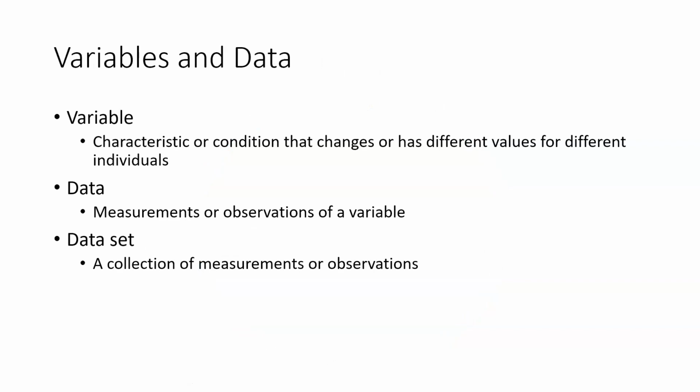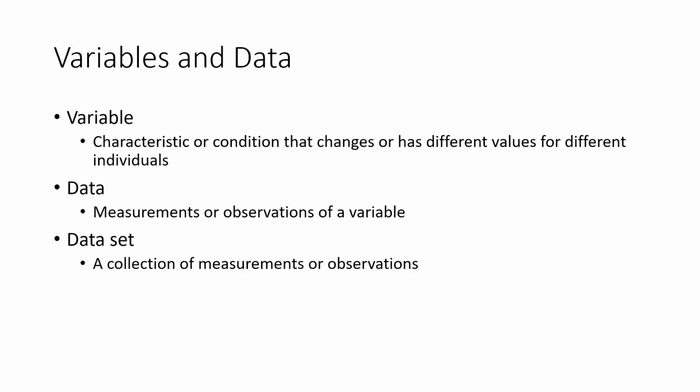Some additional terms we need to know are variables and data. A variable is a characteristic or a condition that changes across people or has different values for different individuals. It's pretty intuitively named if you think about it. A variable is called that because it varies, or it is variable across people. An example of this might be height. Height is different across people. It's variable across people. Another example would be weight, or intelligence, or happiness. All of these things vary across people.